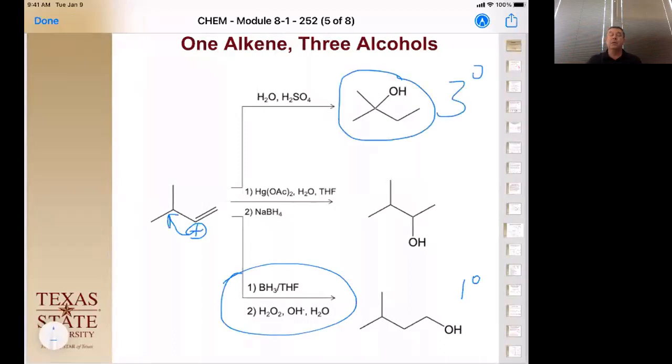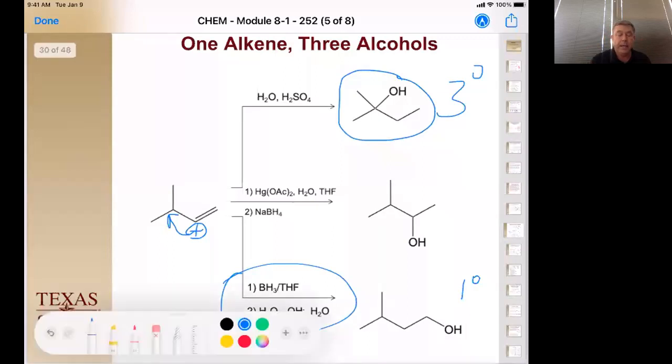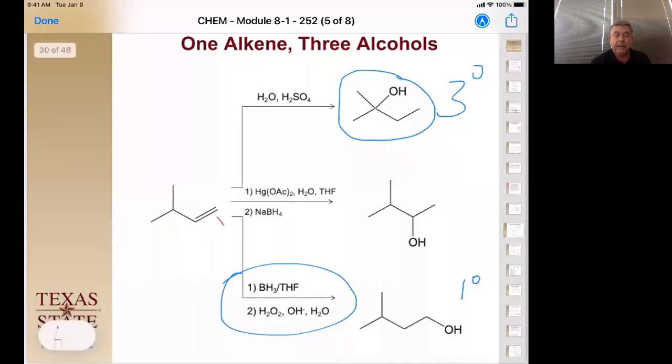So we have a very specific way to get our tertiary alcohol. We have a very specific way to get our primary alcohol. The only route we have for our secondary alcohol is the oxymercurization, demercurization. And that's because our mercury is going to add here to the least substituted carbon, which puts our OH at that secondary carbon. We don't form a carbocation, and so it stays on that secondary carbon. And that's the only way to get to our secondary alcohol from this alkene.